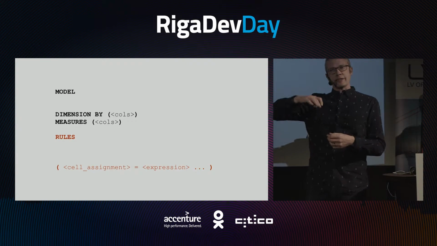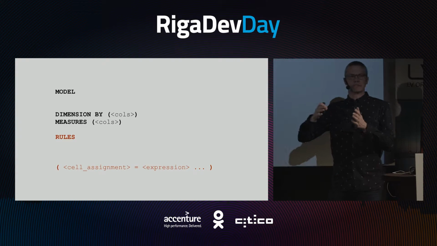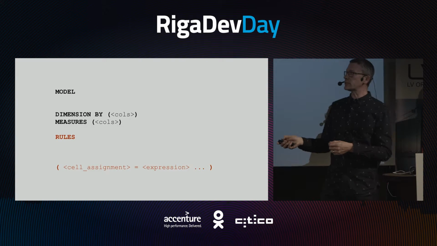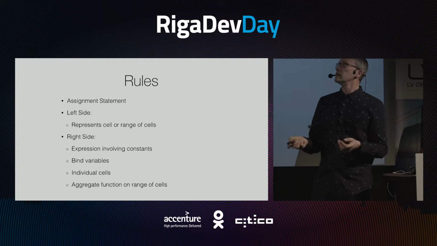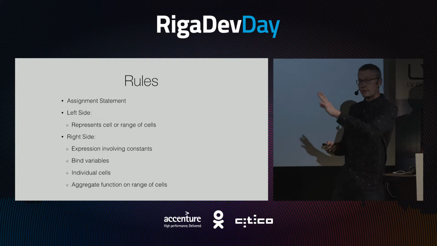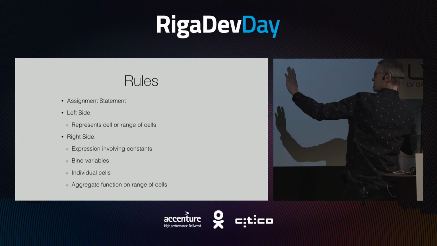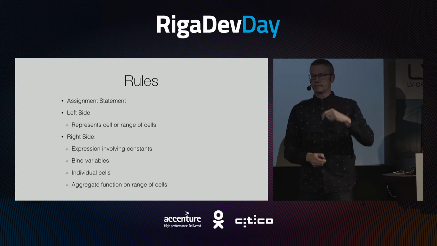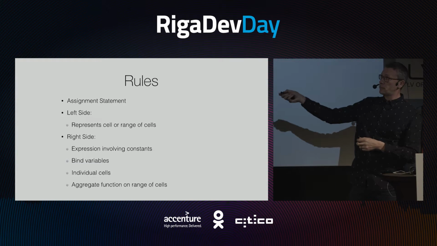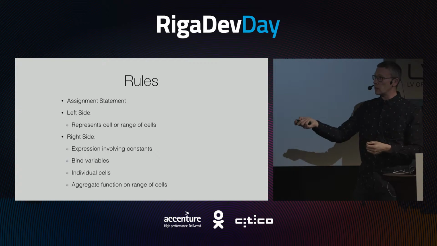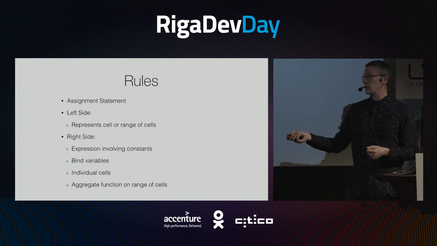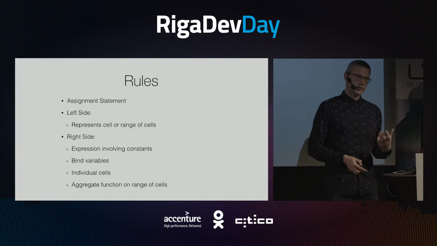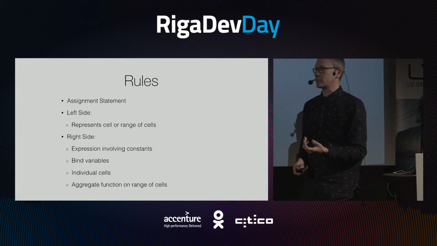Now the interesting part. The dimensions are pretty easy, the measures most of the time as well. Now the rules. And the rules is where all the assignment happens. Yeah, so it's an assignment statement. On the left side, you represent like a cell or a range of cells, could be all of them. On the right side, you put an expression there, or constant, or a bind variable, or other cells, and it could also be an aggregate of cells.